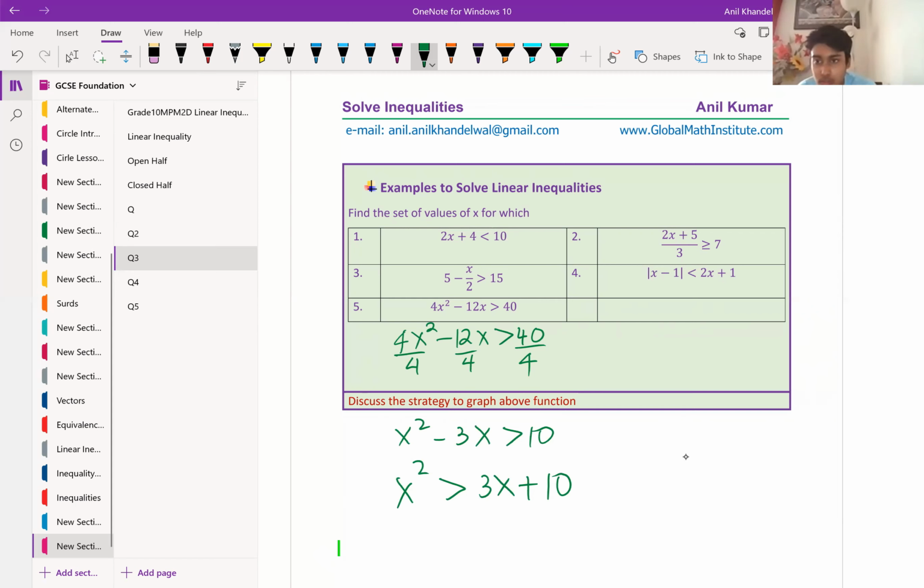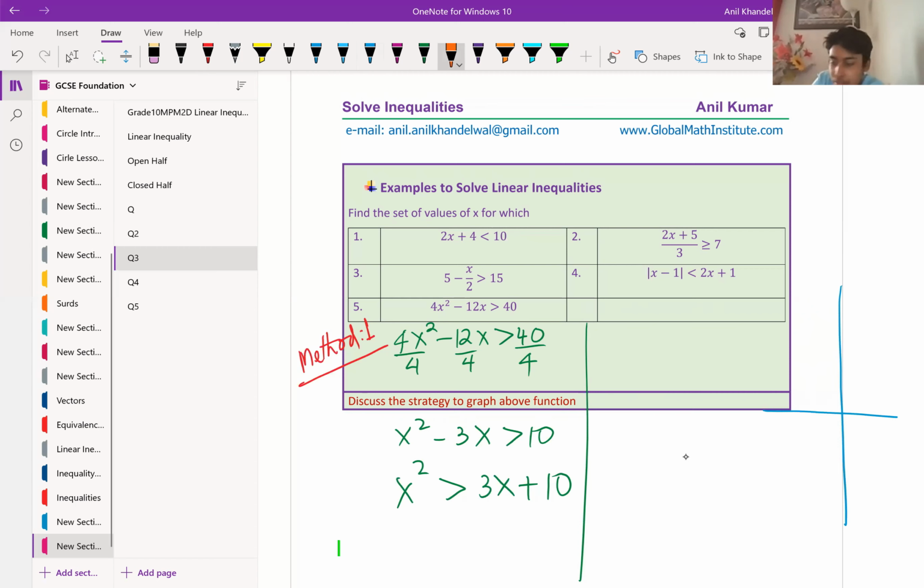So I'm just showing you a couple of ways in which it could be done. We could do it in many ways, but we will follow two methods. I'm showing you method 1 first. We wrote it as a combination of a parabola and a line, which is 3x plus 10. On graph paper, you could sketch the parabola, which is x squared, and then you could also sketch the line, which is 3x plus 10.